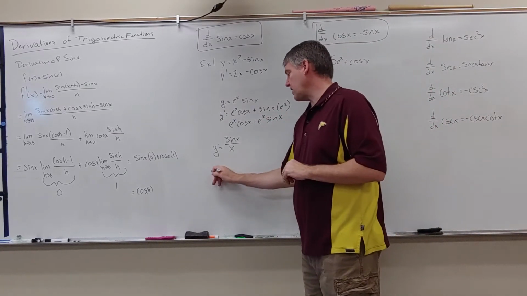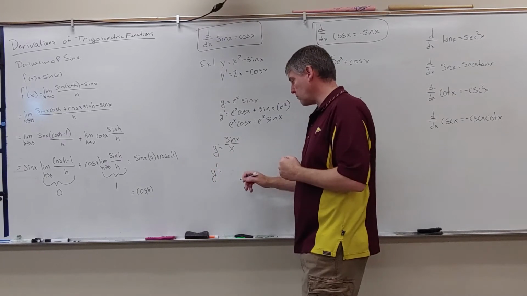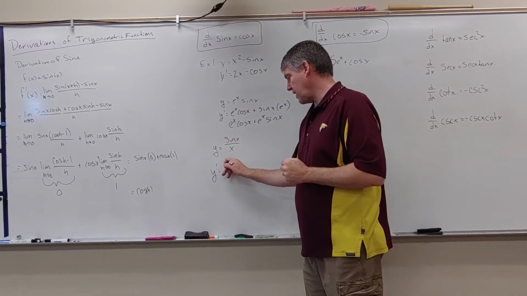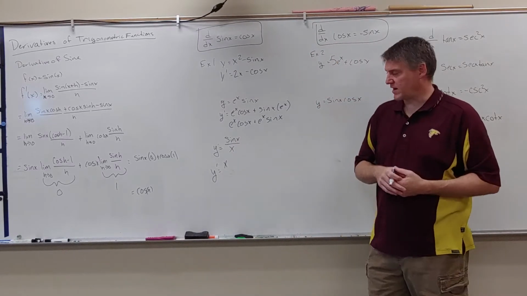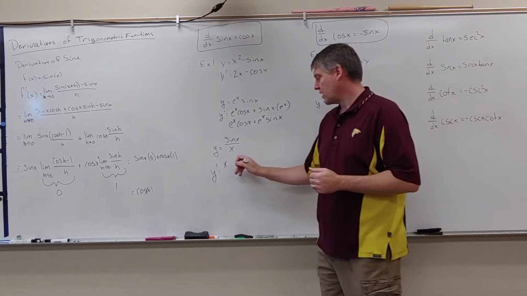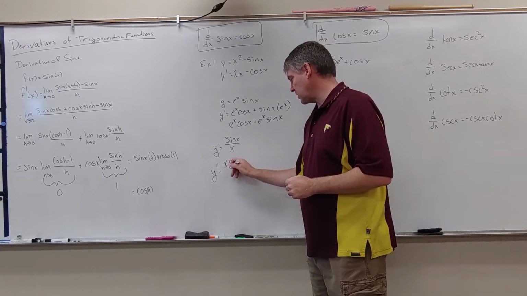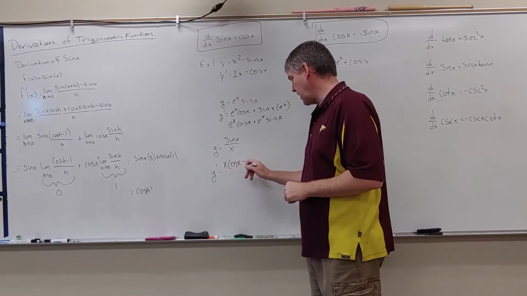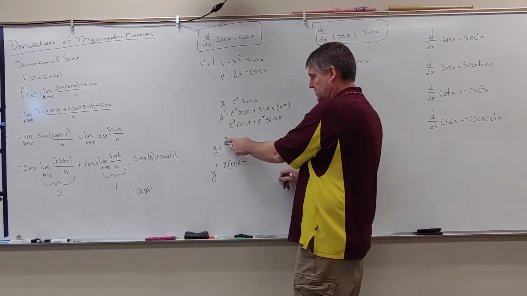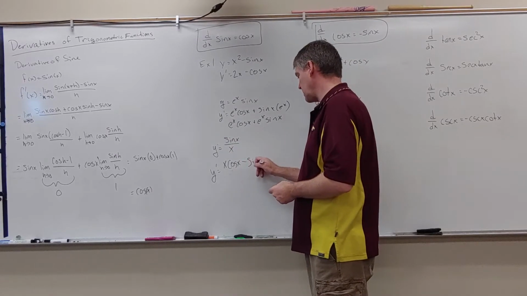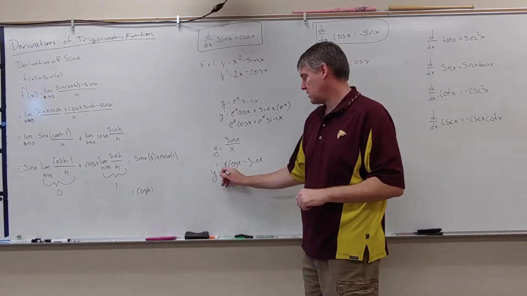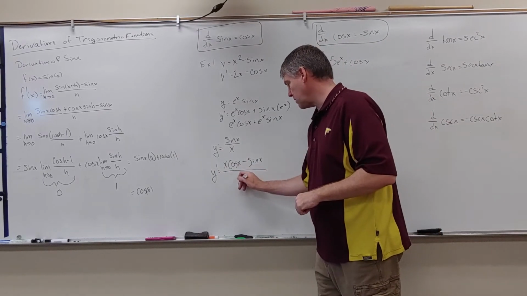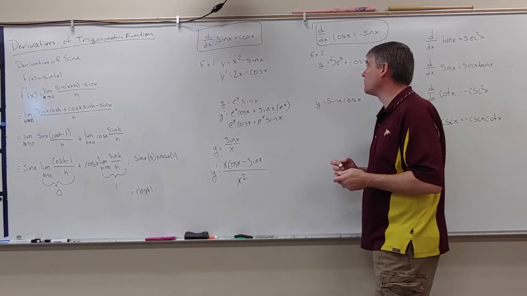So now we have a quotient rule, right? I now have x times the derivative of the first, so low d high minus high d low over low low. So the derivative of the top is going to give me cosine x, minus sine x times the derivative of the bottom. Well, the derivative of x is just 1. All over the bottom squared, which is just x squared, okay?